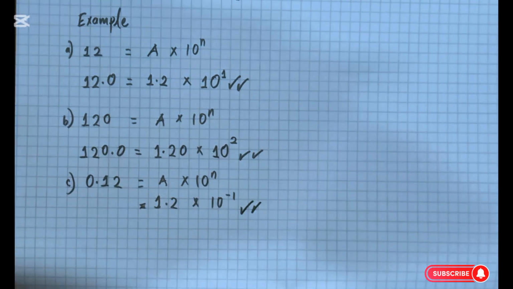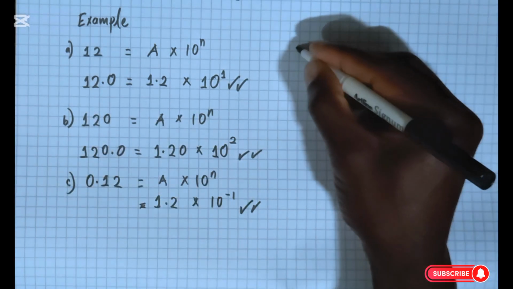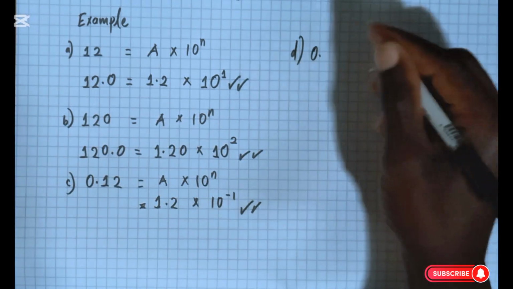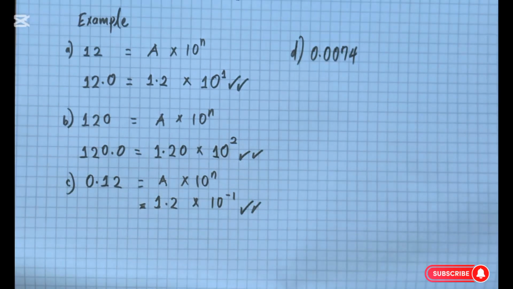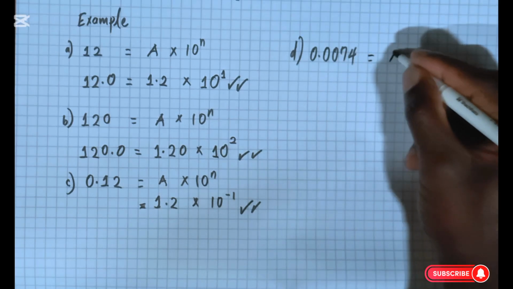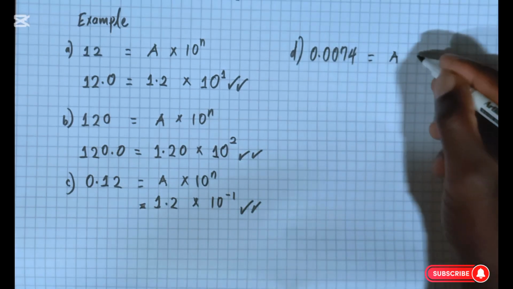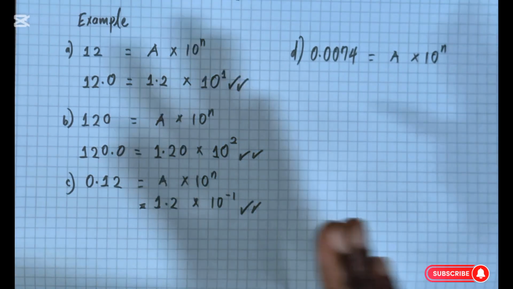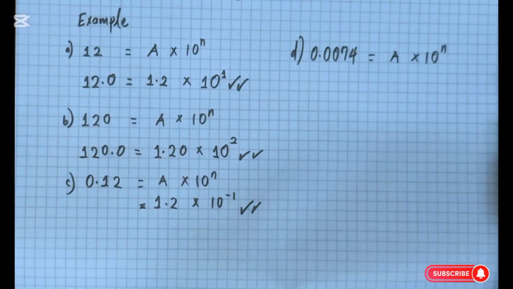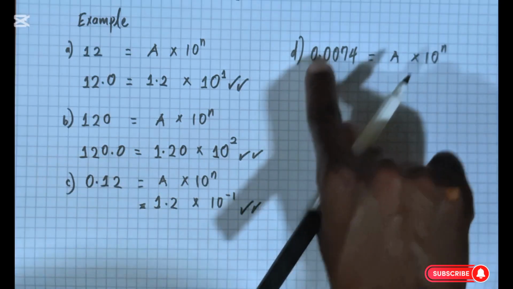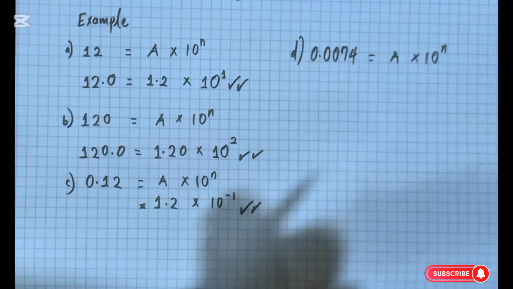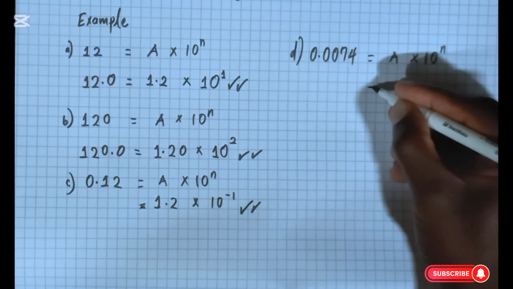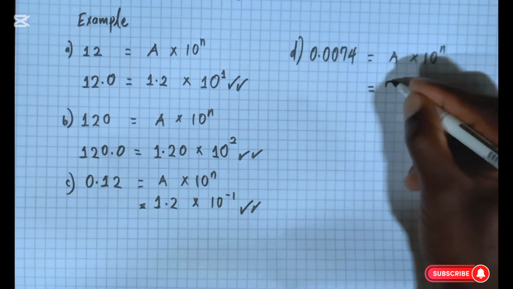And for our last example, let's say you are given a number 0.0074, and you are supposed to write it in its standard form. Basically, we know that for it to be written in the standard form, it should take the format a times 10 raised to the power n, and that a should be between 1 and 9.9. So what do we do to achieve that? We move the decimal point so that we have 0.0074 actually within that range. So when we move it, we are going to have it as 7.4.